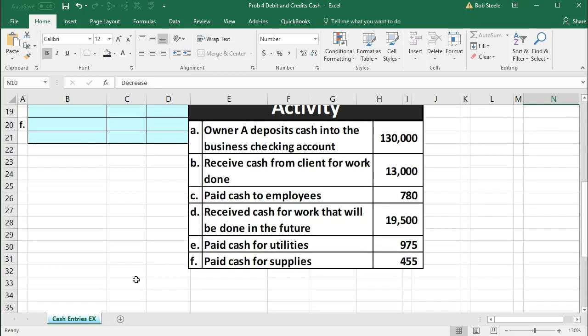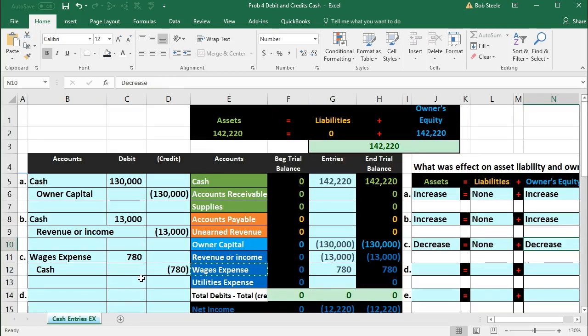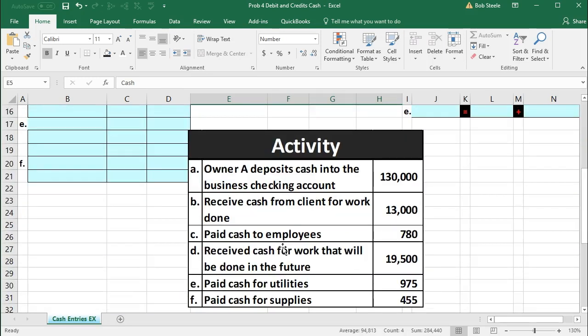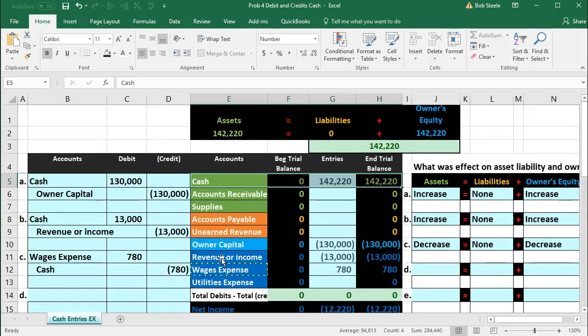Record transaction D says received cash for work that will be done in the future. Once again, going through our questions, is cash affected? We're going to say that it is affected and the keyword is received cash. Therefore, cash is going to be going up. Cash has a normal debit balance represented by the fact that it does not have any brackets around it. In order to make any account go up, we need to do the same thing to it, which in this case would be another debit. So we're going to debit cash.